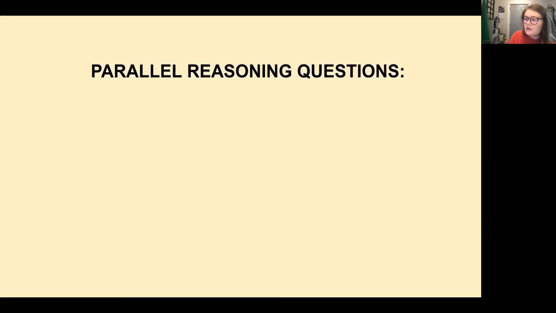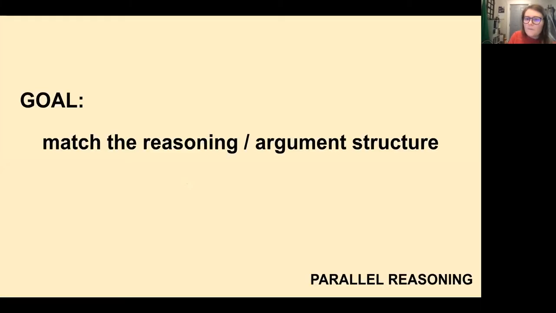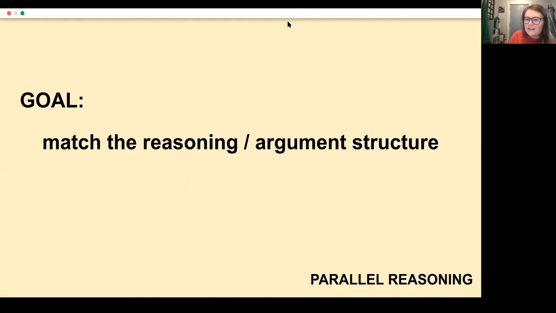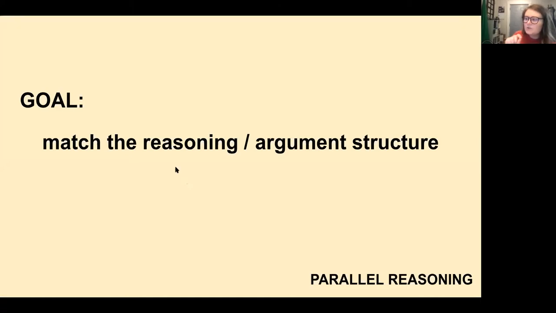So parallel reasoning questions are very similar, but now what we're going to try to do is, instead of finding that answer choice that describes how the author is getting to the conclusion, we're going to find an answer choice that talks about something different, but has the same kind of reasoning in it. So we have to match the reasoning and the argument structure. So these are a little bit more time consuming, and they make us go from what we applied in those first questions and take it to another level or the next step.